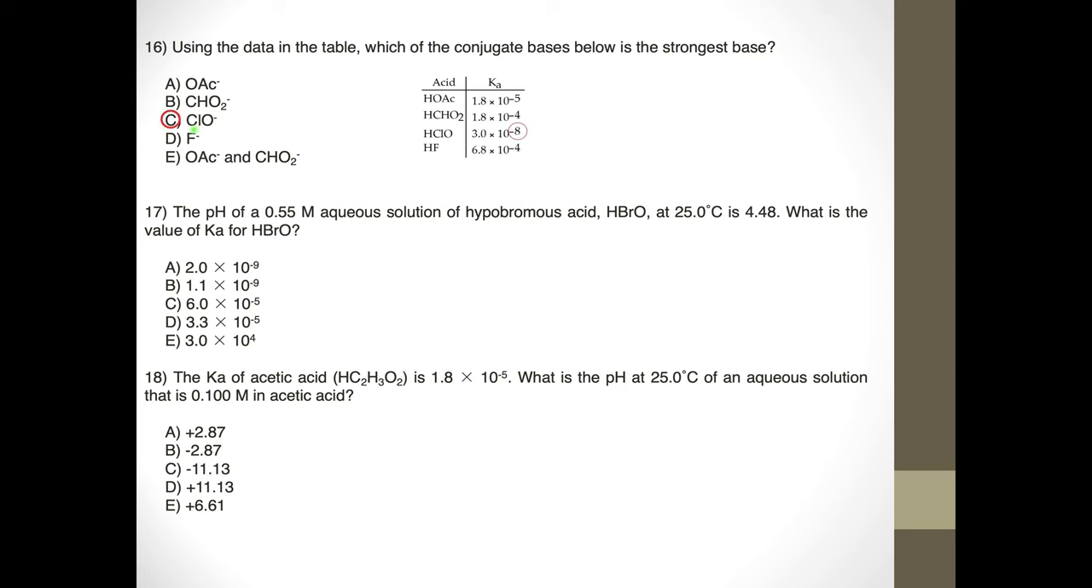Okay, so we have the minus 8 here. This is the weakest acid, and the weakest acid is going to produce the strongest base, so it's going to be ClO⁻, the hypochlorite ion. It's going to be the stronger base.